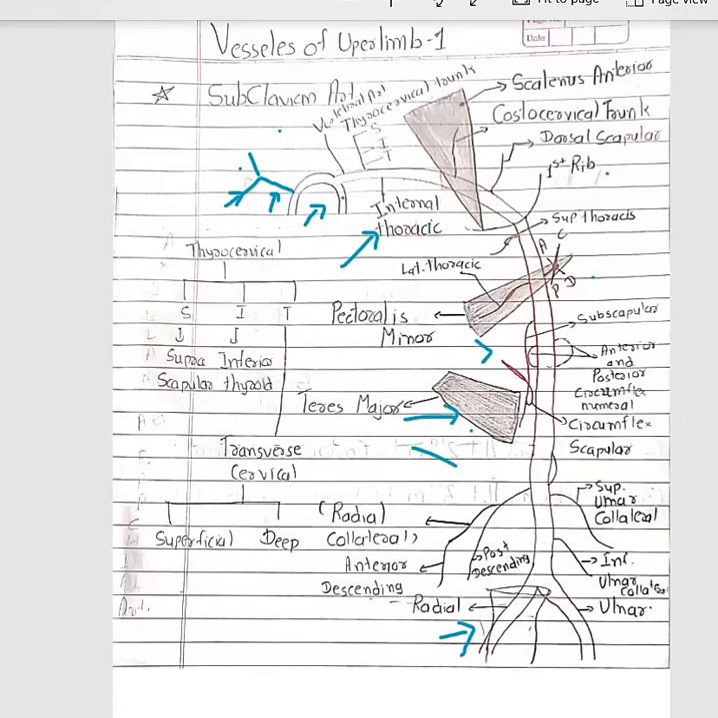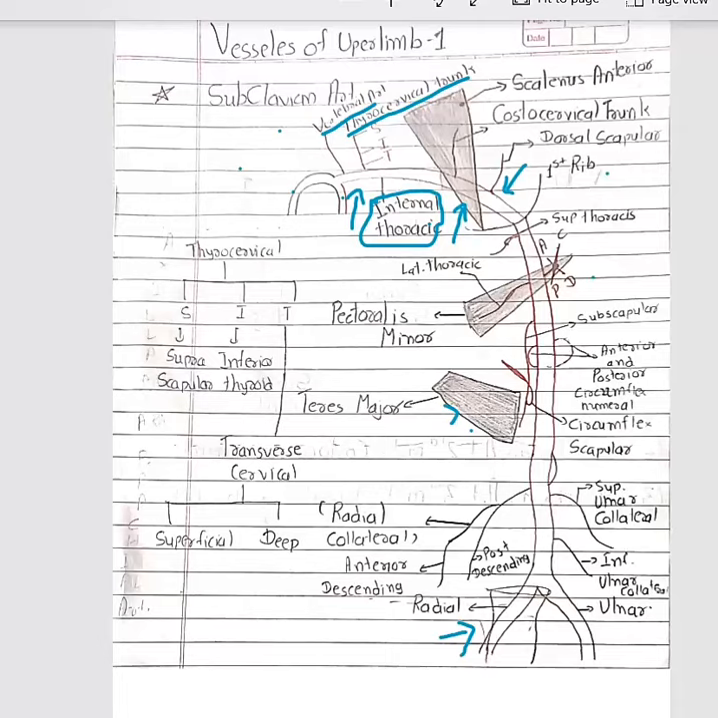Now first of all we will see the subclavian artery. The left subclavian artery arises from the arch of aorta. It is divided into three parts by the scalenus anterior muscle: the first part, the second part below the scalenus anterior muscle, and the third part. The first part has three branches: VIT, vertebral artery, thyrocervical trunk, and internal thoracic artery.